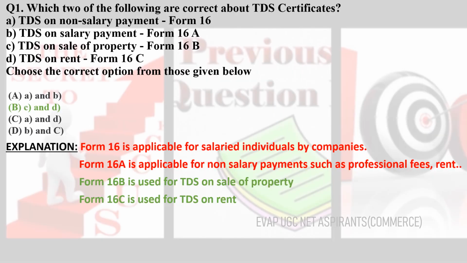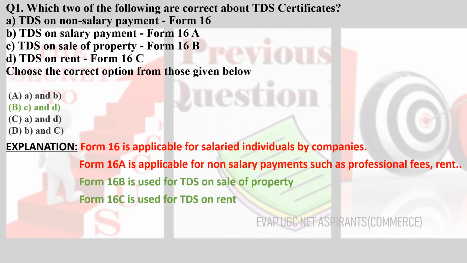So the first question is, which two of the following are correct about TDS certificates? TDS is tax deduction at source certificates. So the options are: A, TDS on non-salary payment, form 16; B, TDS on salary payment, form 16A; C, TDS on sale of property, form 16B; D, TDS on rent, form 16C. So we have to choose the options. The options are A and B, C and D, A and D, or B and C. So which two are correct?